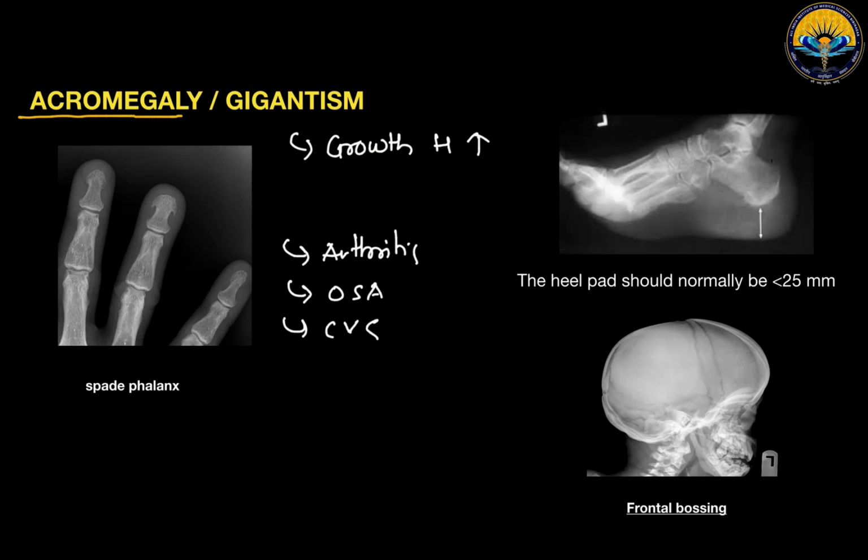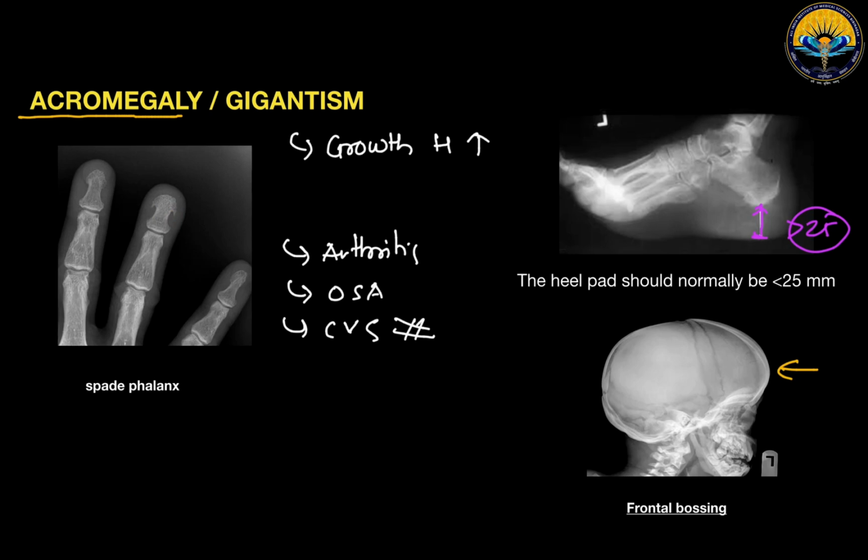But what radiological findings can be seen in this image? Look over here. The terminal phalangeal tufts become hypertrophied and have a spade appearance. We call it spade phalanx, right? Then look at the heel pad thickness. The heel pad should normally be less than 25 mm, but here it is more than 25 mm. So it is the heel pad sign. And we know that in acromegaly there is frontal bossing. So these are the radiological findings that can be seen in gigantism or acromegaly.